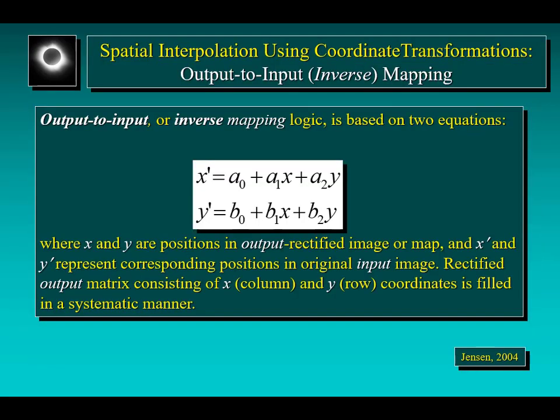And for image to map rectification, we utilize what is referred to as an output to input or inverse mapping logic, and we base that on these 2 equations here, one for x prime, the other y prime. So we have these equations where x and y, those are our positions in our output rectified map or image, and x prime and y prime, those are going to be the corresponding positions within our original input image. And our rectified output matrix is going to be comprised of our x and y, our column and row coordinates respectively, that we're going to be filling in a systematic manner.